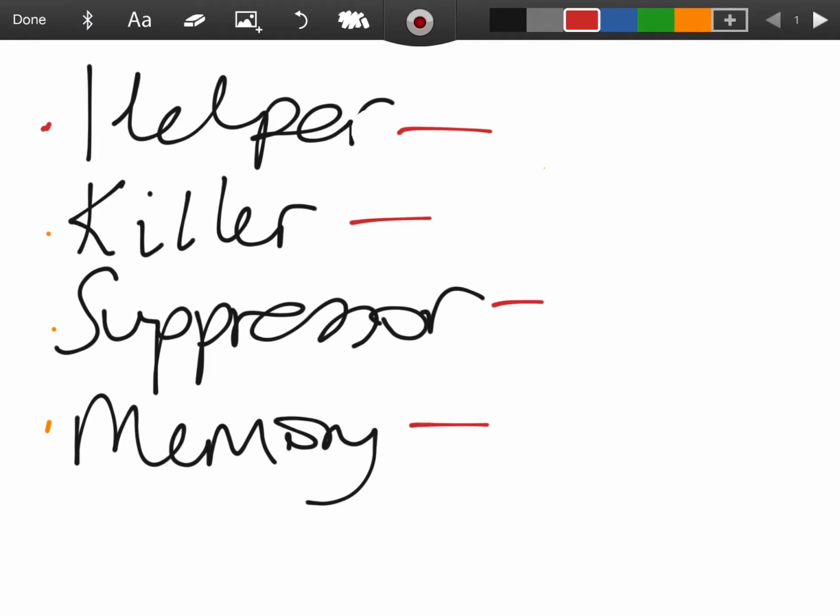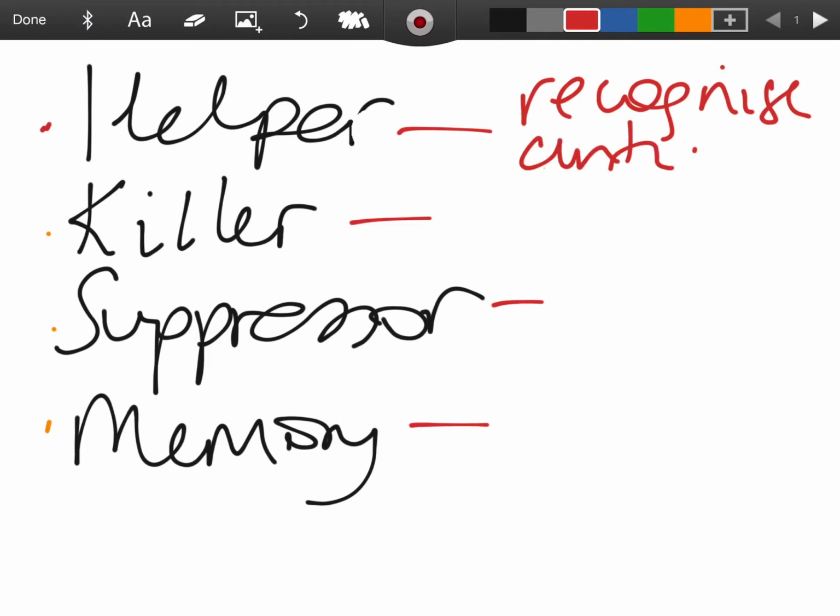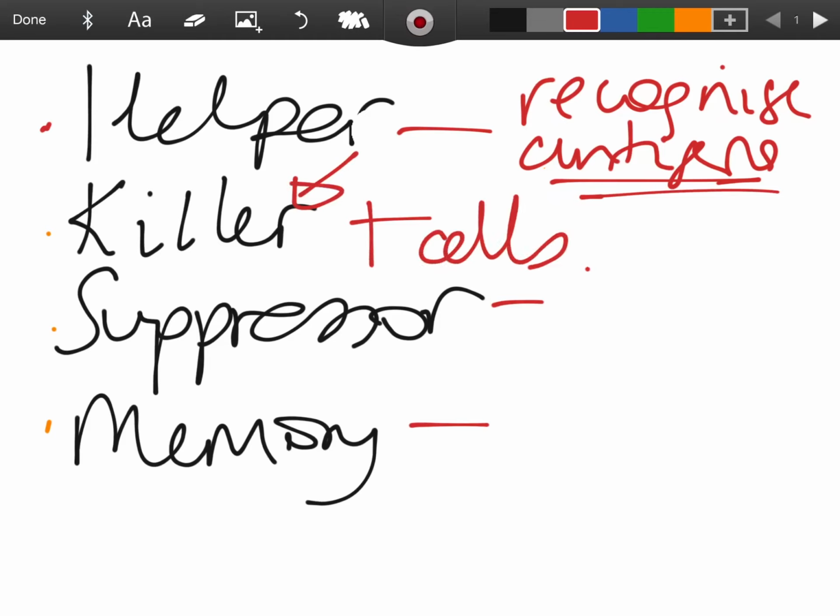So what do the helper T cells do? Well, the helper T cells will recognize antigens, which are, remember, foreign molecules on the surface of pathogens. So they recognize the antigens, and the helper T cells stimulate the B lymphocytes to start multiplication and producing antibodies. And helper T cells also stimulate the killer T cells, okay? So helper T cells, if you like, start off your immune response. They stimulate the B lymphocytes and stimulate the killer T cells, okay?